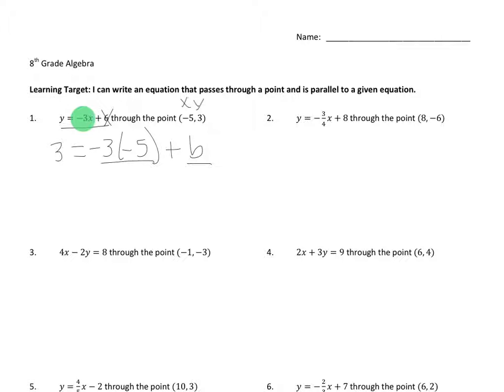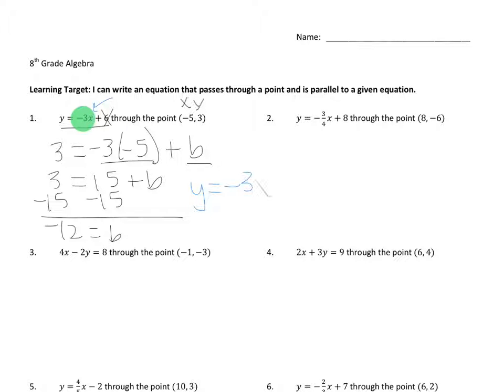So -3 times -5 is 15. So 3 equals 15 plus b minus 15. 3 minus 15 is -12. So b equals -12. So my final answer here would be y equals, I'm going to use the same slope, -3x minus 12. That would be the answer for number 1.